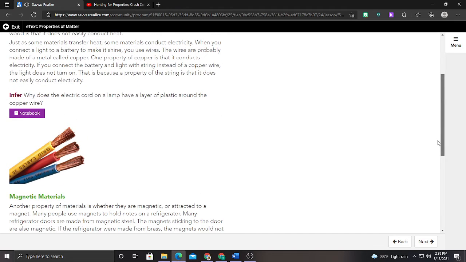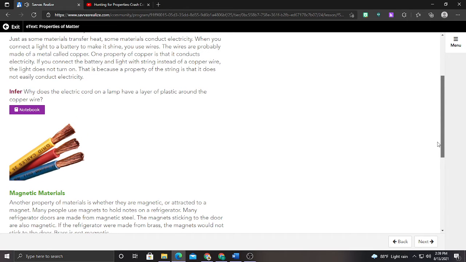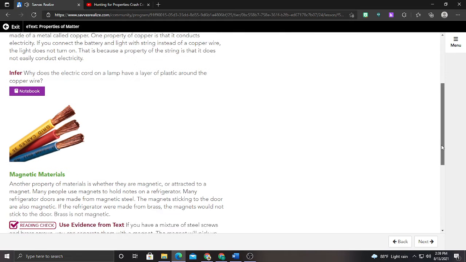Just as some materials transfer heat, some materials conduct electricity. When you connect a light to a battery to make it shine, you use wires. The wires are probably made of a metal called copper. One property of copper is that it conducts electricity. If you connect the battery and light with string instead of a copper wire, the light does not turn on. That is because a property of the string is that it does not easily conduct electricity.